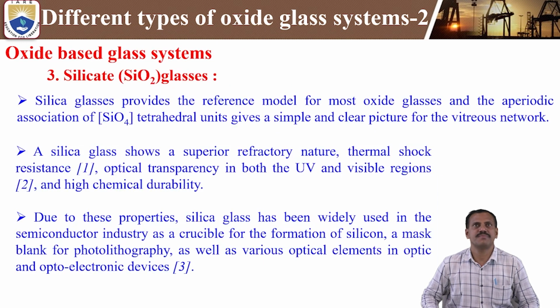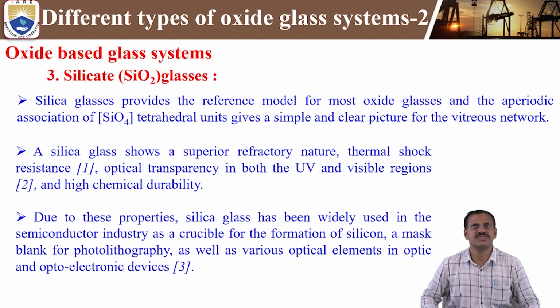So first is oxide based glass systems. First we are going to discuss the silicate based glass system. Silica is nothing but sand; we take silica from sand and make silicon dioxide powder. Silica glass provides the reference model for most oxide glasses, and the periodic association of silicon tetrahedral units, that is SiO4 tetrahedral units, gives a simple and clear picture of the vitreous network.